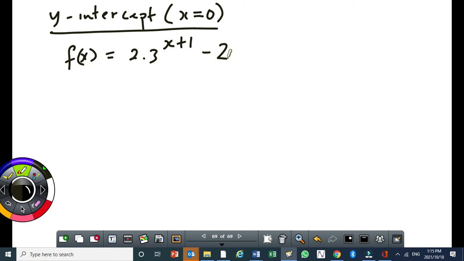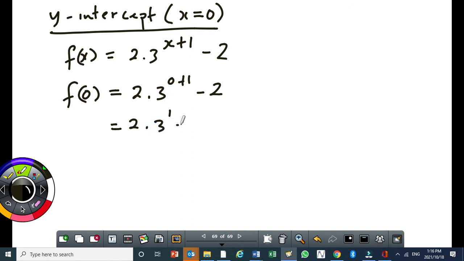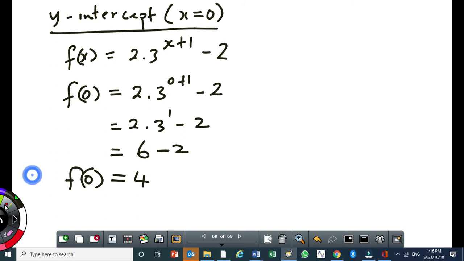Okay? If I want to find the y-intercept, it means I have to put x equal to 0, so it will be f(0) is equal to 2 times 3 to the power of 0 plus 1, minus 2. And that will give me 2 times 3 to the power of 1, minus 2. And you get 6. Okay? Don't get confused. It's 2 times 3 to the power of 1, that's a 6. Minus 2, you get a 4. So the y-intercept is going to be a 4.